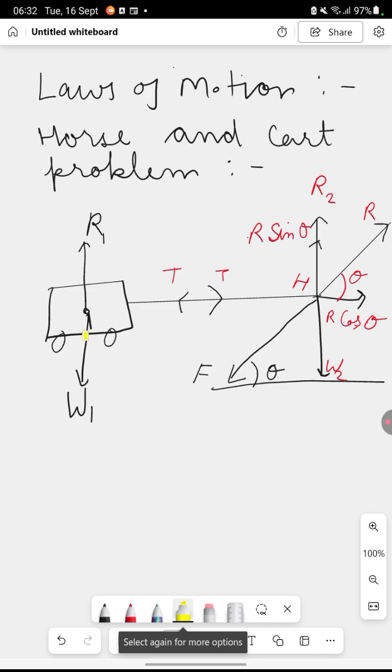This is the cart and this is the horse, and these are all the forces which are acting on this horse and cart. The weight of the cart is, let's say, W1 and its reaction force will be R1. Here is the horse, and the force due to the weight of the horse is W2 and its reaction will be R2.